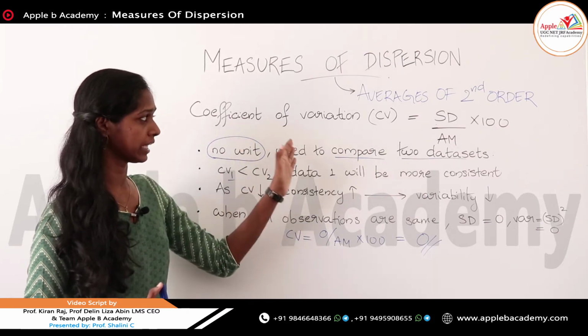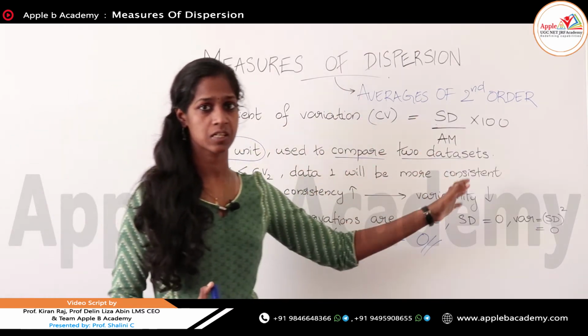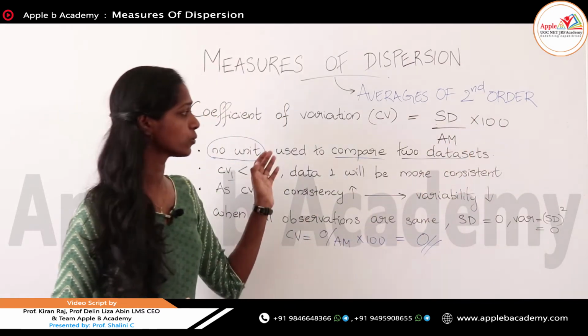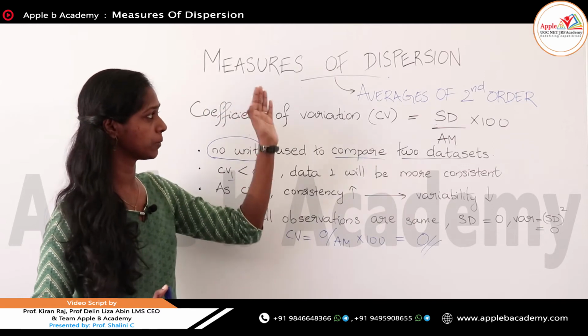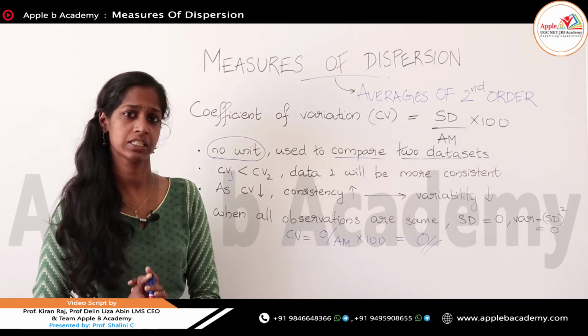So coefficient of variation CV, standard deviation by arithmetic mean into 100, is used to compare two data sets, and this is how it works. And measures of dispersion are also called averages of second order.